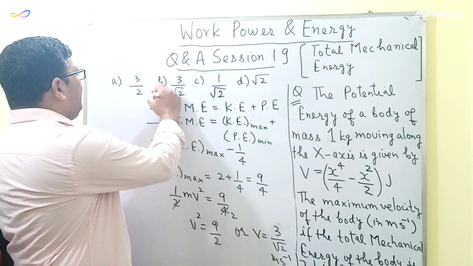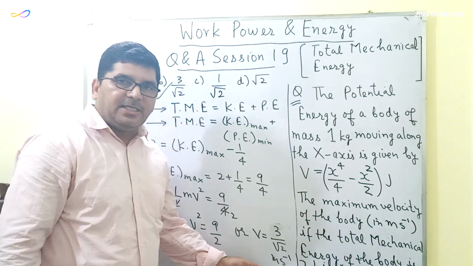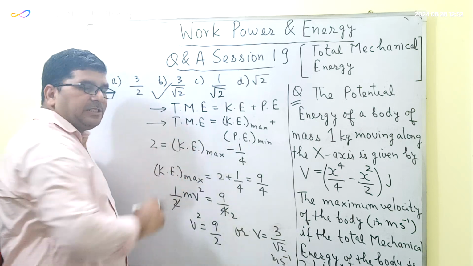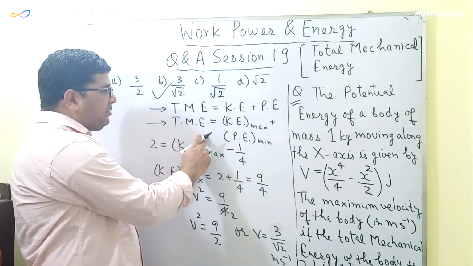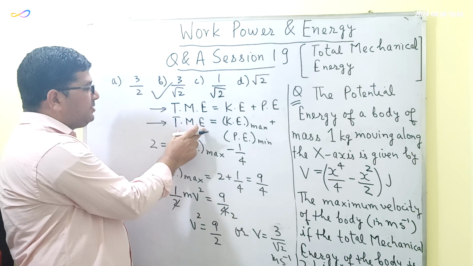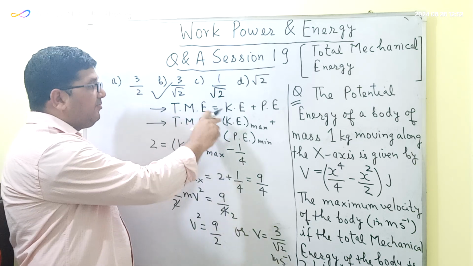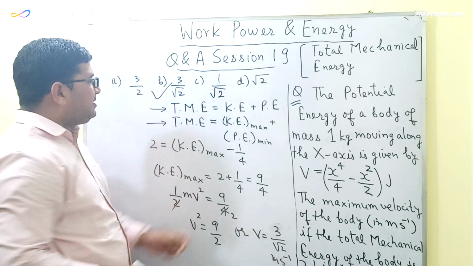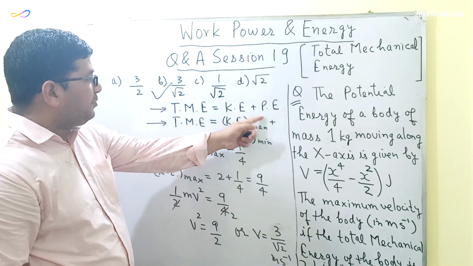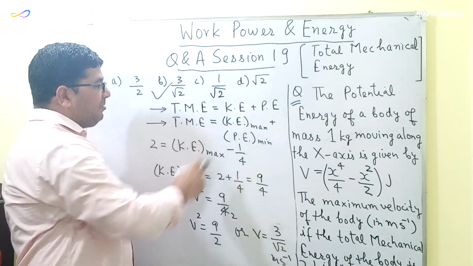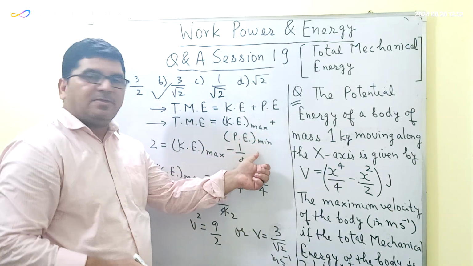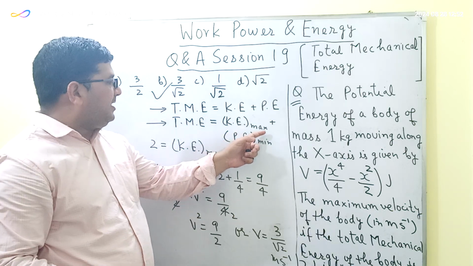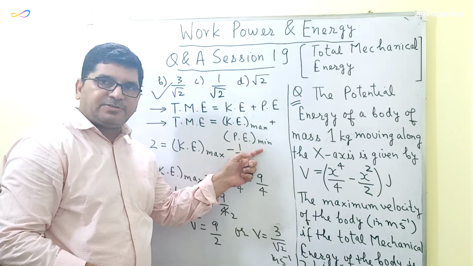So the correct option is B. In this question, the most important thing was the selection of the equation from the three equations which I have written just a few minutes back. So the total mechanical energy is equal to the sum of the kinetic energy plus potential energy, but this is also equal to the sum of the maximum kinetic energy plus minimum potential energy, and this is also equal to the sum of the minimum kinetic energy and the maximum potential energy.